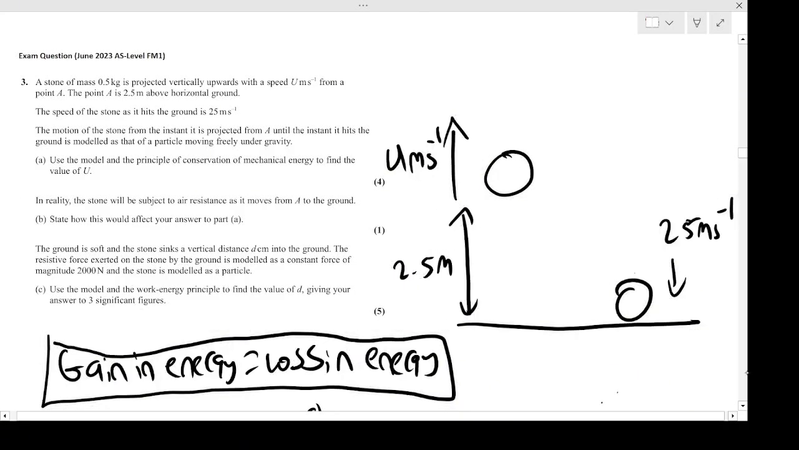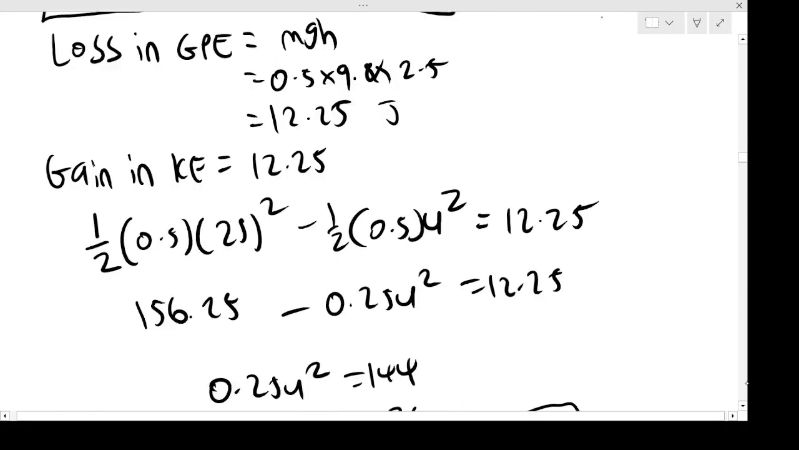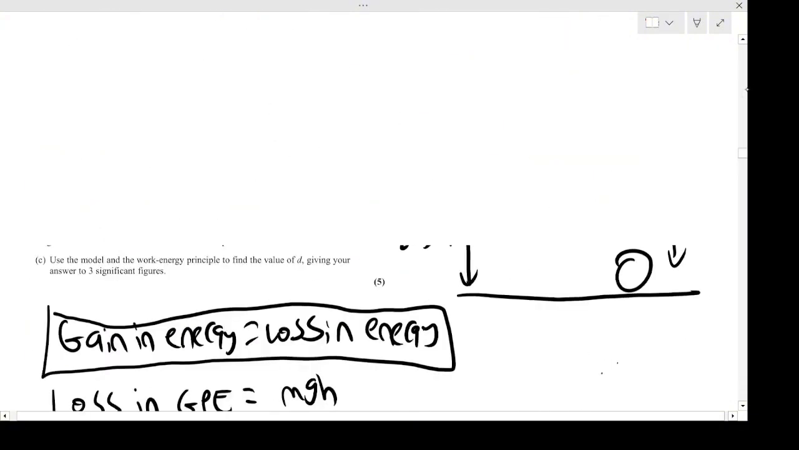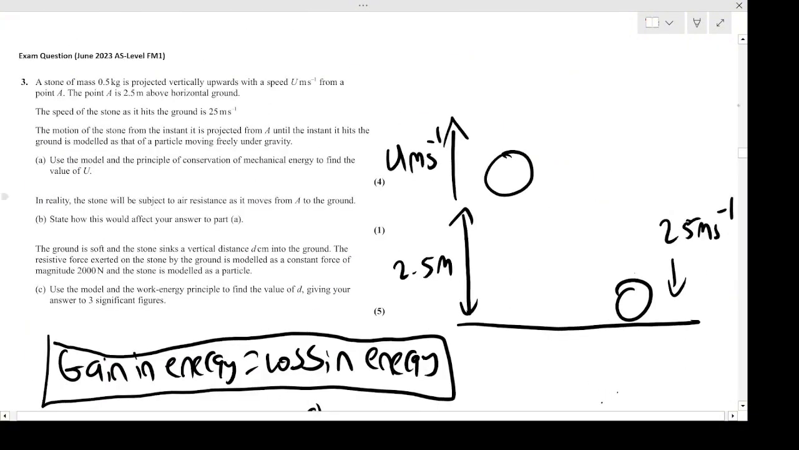Okay, so if I sort of draw this situation now, so we've got a sort of slightly different situation. So what's happening is this stone is going through the ground. So I'm guessing it's some sort of mud or something. So it's d centimeters above ground into the ground, right?